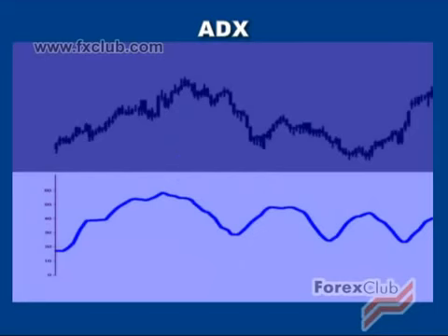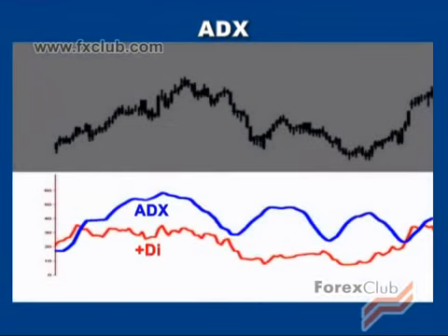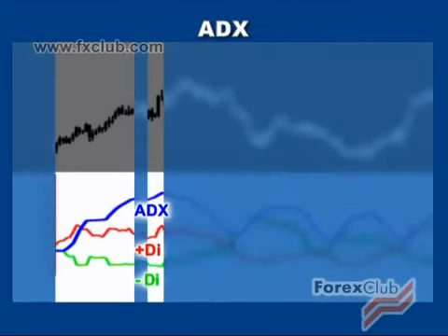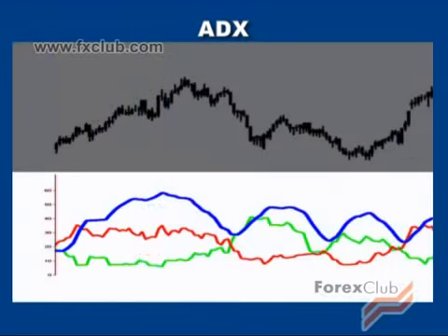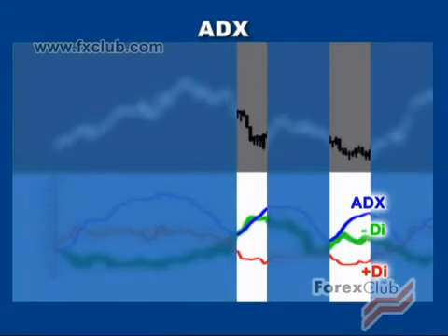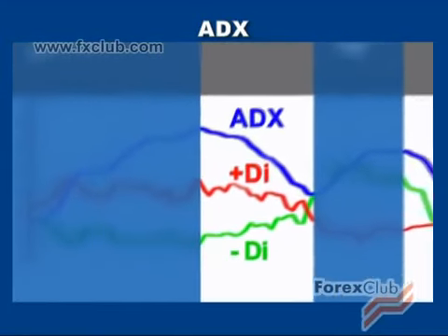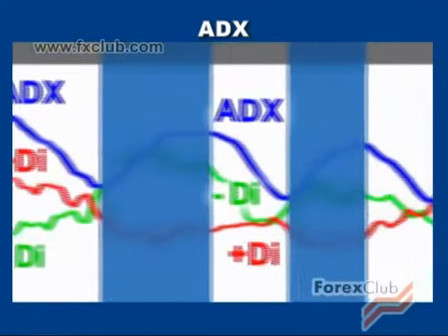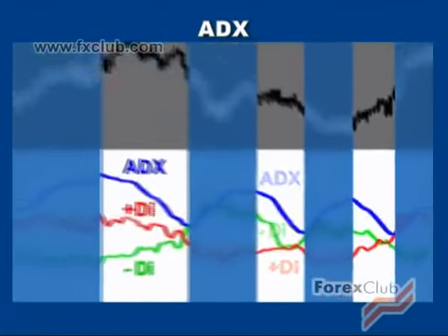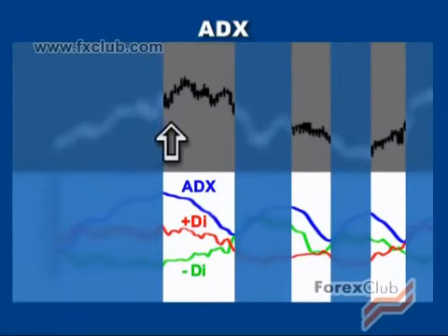And that's what the other 2 lines are for. The red line is called plus DI and the green one is minus DI. If plus DI is above minus DI and ADX is rising, then we've got ourselves an uptrend. If minus DI is above plus DI and ADX is rising, then the trend is down. Now, if plus DI is above minus DI but ADX is falling, or if minus DI is above plus DI and ADX is falling, it means that the trend has slowed down, stopped, or even reversed.